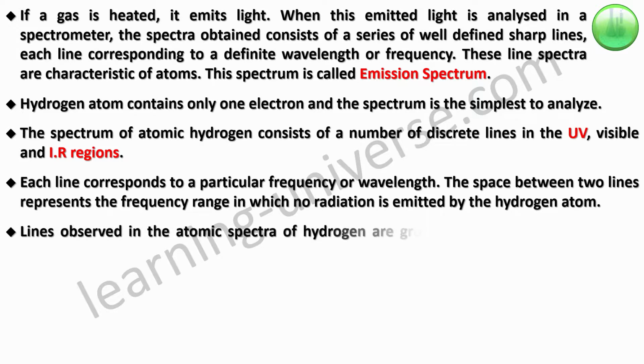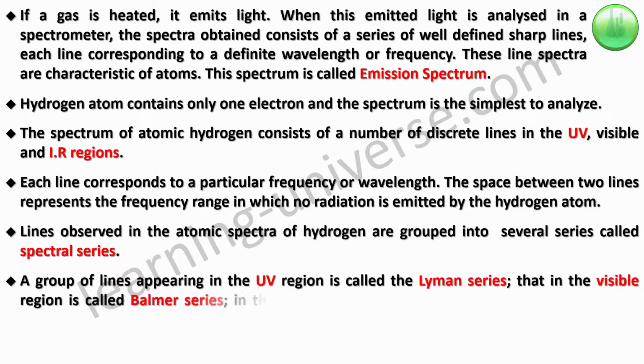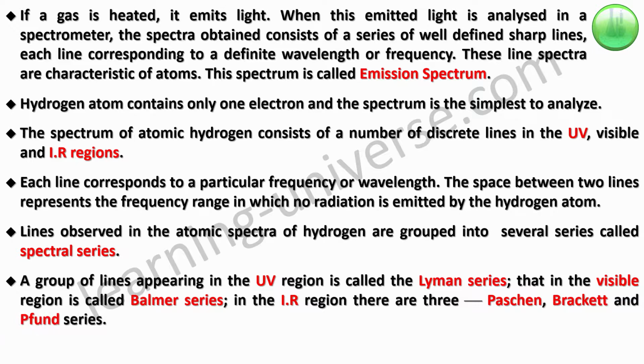Lines observed in the atomic spectra of hydrogen are grouped into several series called the spectral series. A group of lines appearing in the UV region is called Lyman series. That in the visible region is called Balmer series. In the IR region, there are three: Paschen, Brackett and Pfund series. So Balmer series is of interest to us because it's about the visible part. So let's see a demonstration of the emission spectrum of 4 different elements.